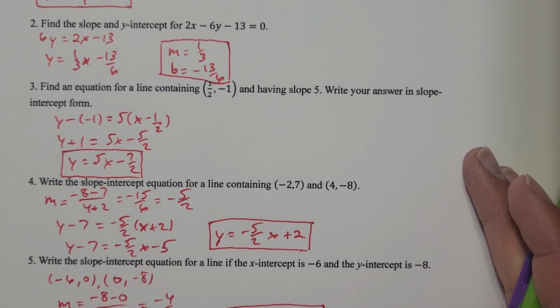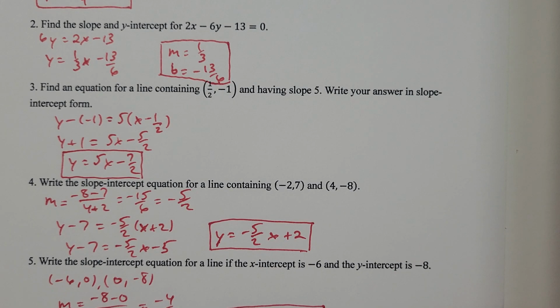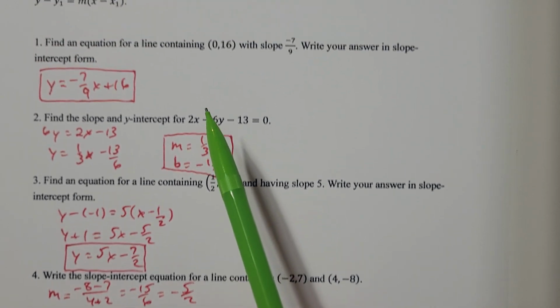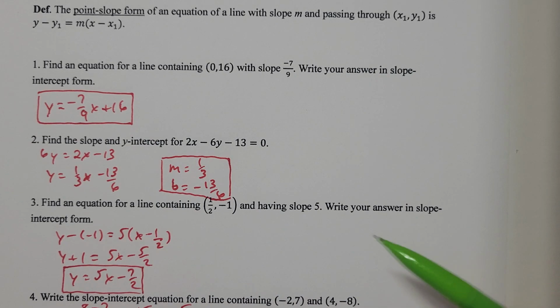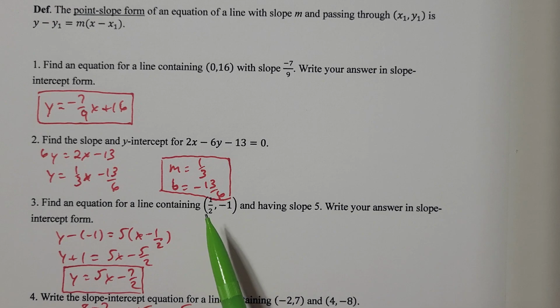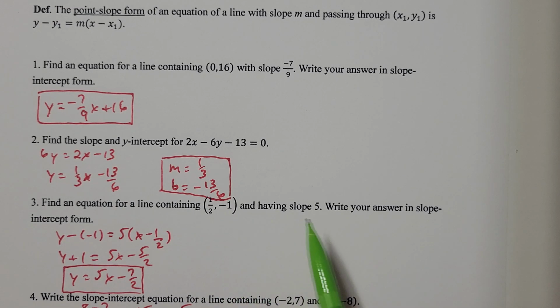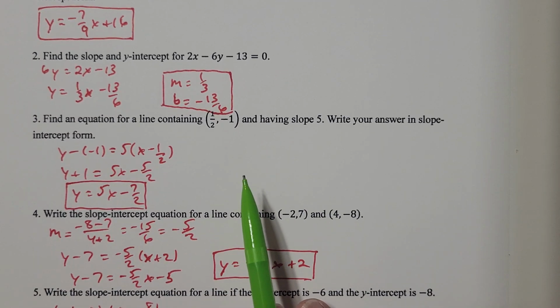Problem 3, we want to find an equation for a line containing the point 1/2, negative 1, and having a slope of 5. Write your answer in slope-intercept form. Okay, now this problem is different from problem 1, because in problem 1, I could just go right to the answer, because the point that was given to me was the y-intercept. The point 1/2, negative 1, that's not the y-intercept. Okay, so there's going to be a little bit more work to do here in this problem.